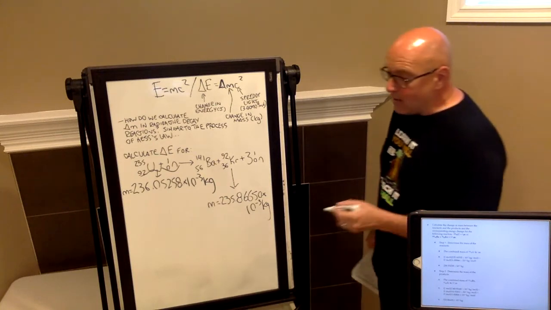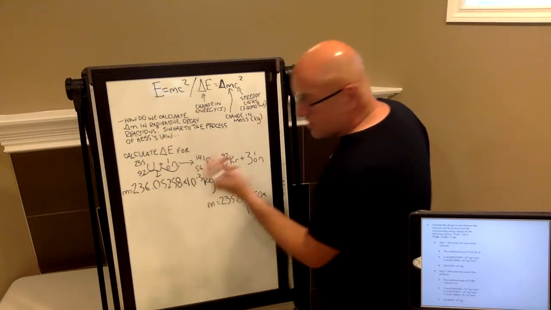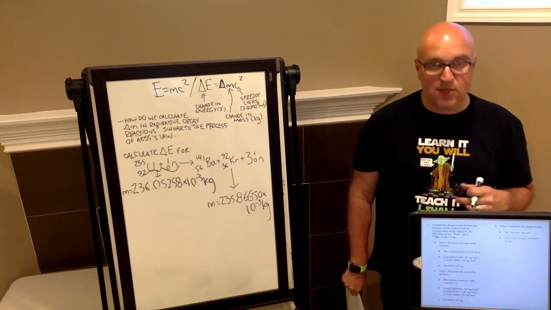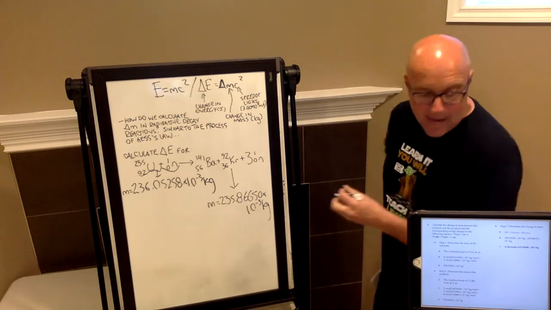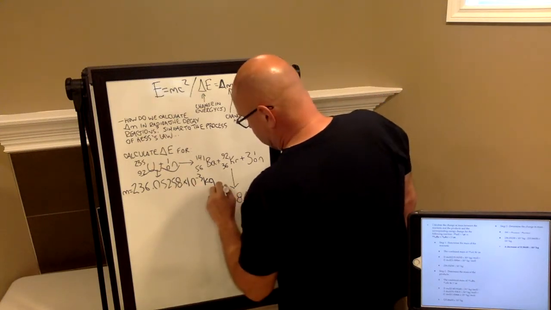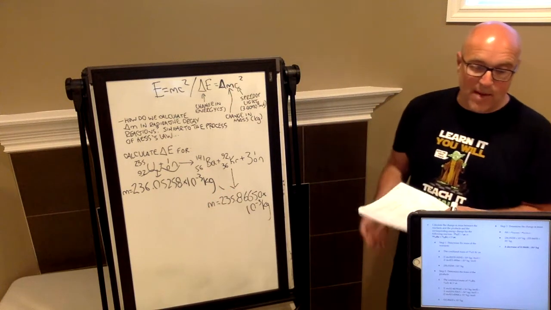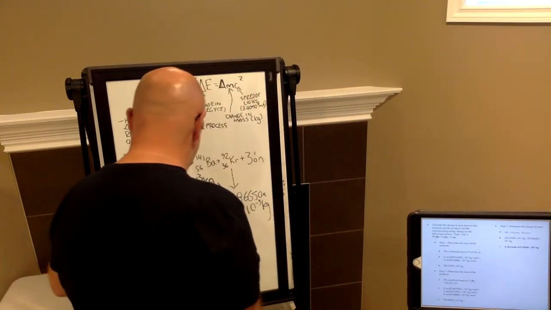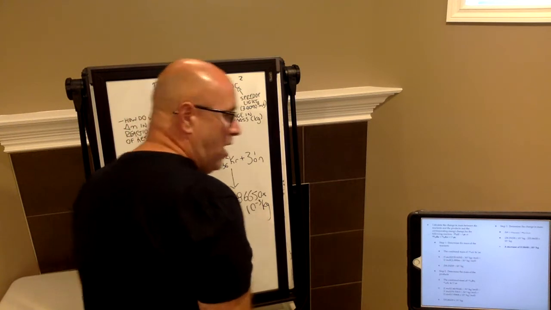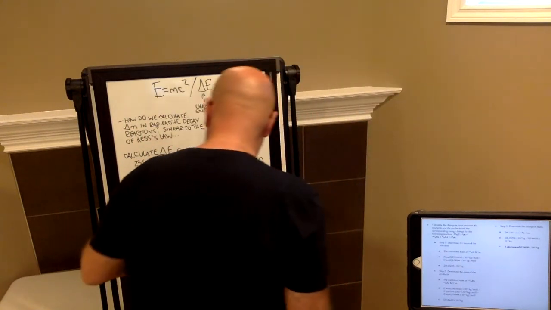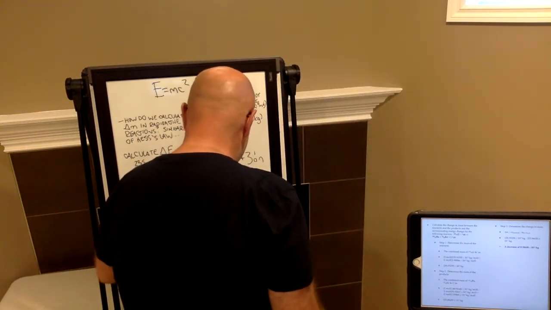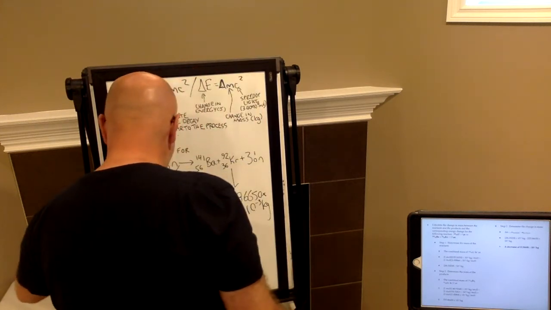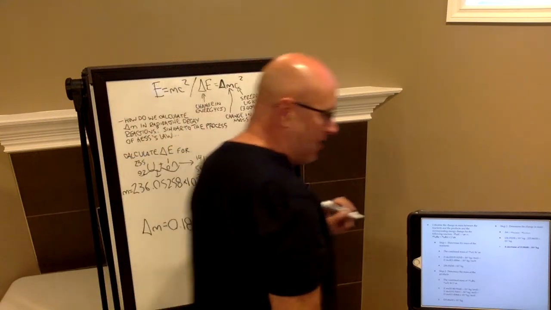So what I can do now is take this number and this number and subtract the two from each other. I'm going to determine the change in mass, delta M, which is the M of my reactants subtracted from the M of my products. If I subtract these two, I'm going to get a value of 0.1868 times 10 to the negative third kilograms. That's my delta M value.